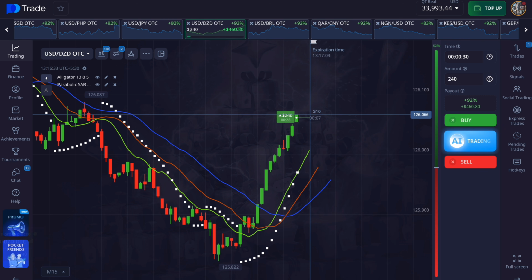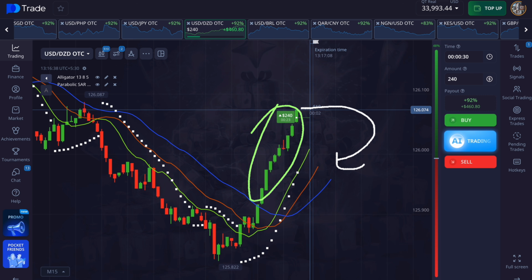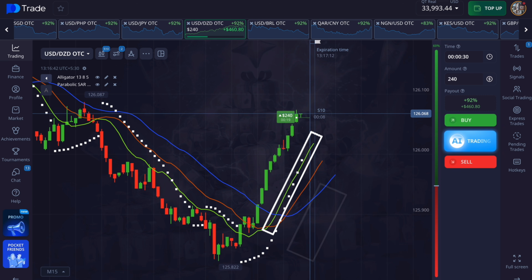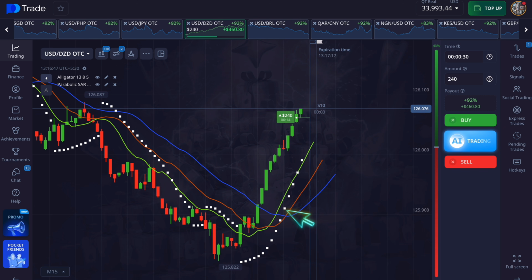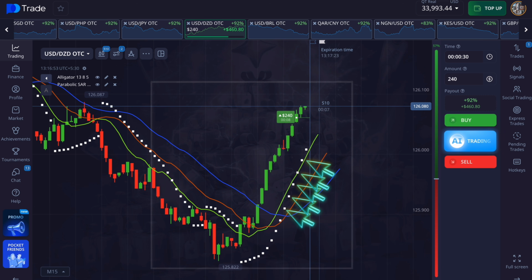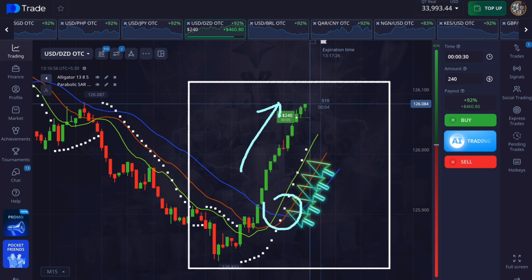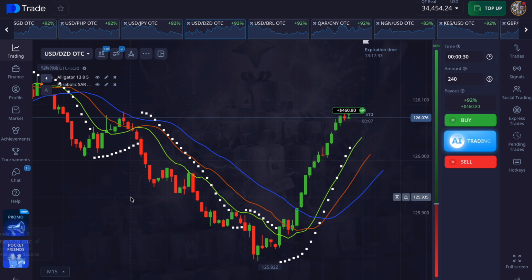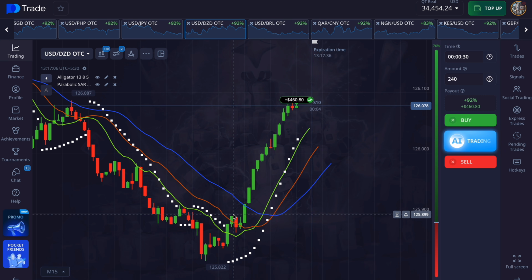After the first setup was completed, I continued observing the same chart. Price remained above all three alligator lines, while the green line continued moving upward, and the other lines also began turning in the same direction. At the same time, the parabolic SAR dots stayed below the candles, indicating that the short-term bullish momentum was still active. Since both indicators continued to support the same direction, I considered a second upward continuation setup. However, because price had already moved strongly, this entry required extra caution.